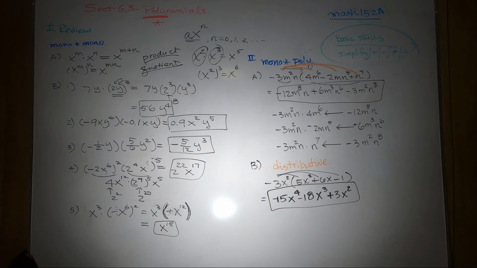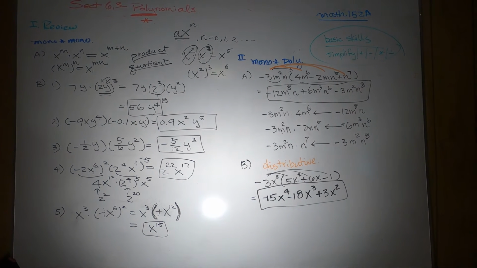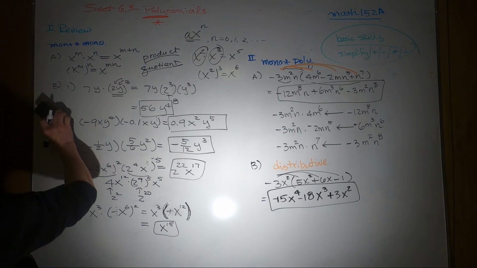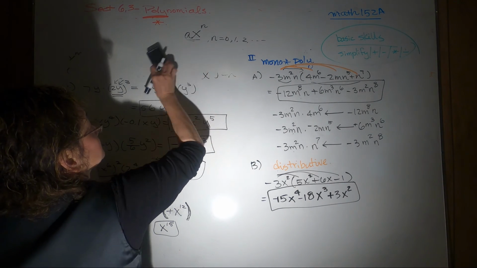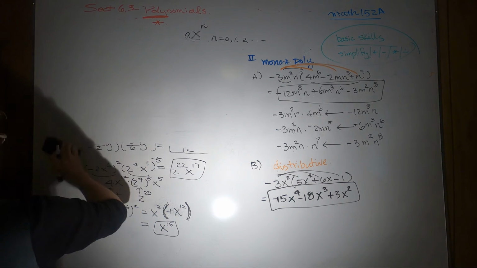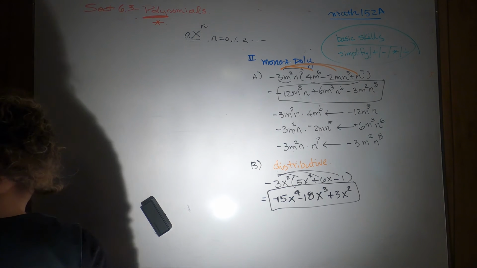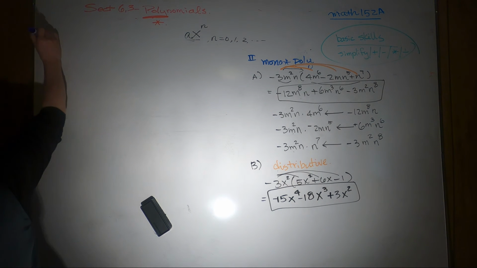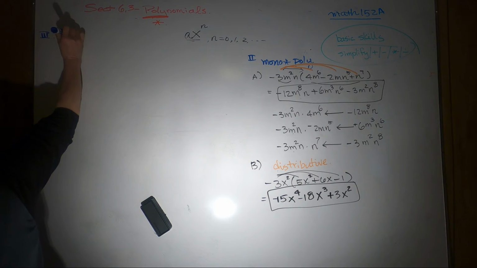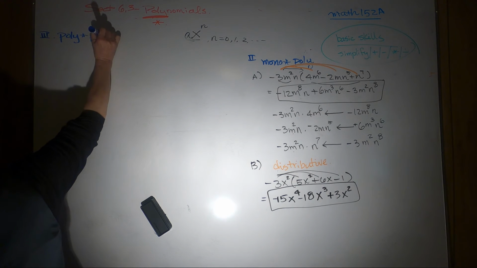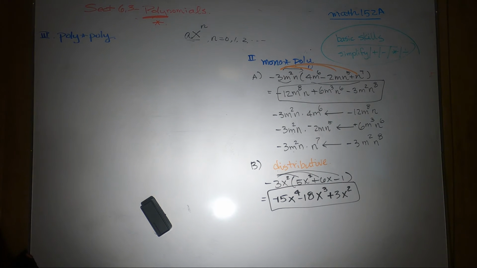Right? That's how we would do what? Multiplying polynomials. Then next one, so we did what? Mono times mono, mono times poly. Then next one, we are going to do poly times poly. Right? Same thing. You just have to do what? Distribute everything. Okay?